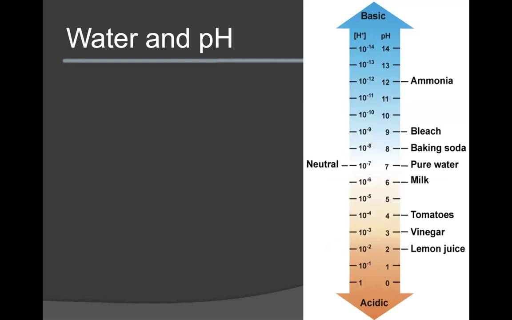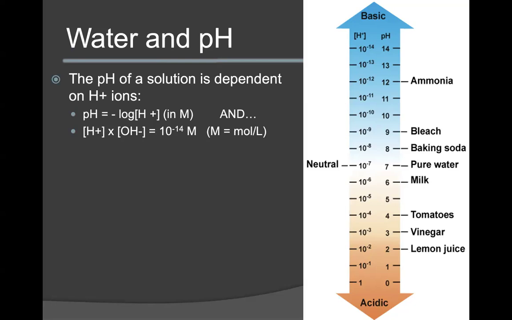This slide depicts water and the pH scale. So the dissociation of water provides a basis for the pH scale. And we know that the pH of a solution is going to be dependent on the concentration of hydrogen ions. Specifically, pH equals negative log base 10 of the concentration of hydrogen ions. This will be presented in molarity, and that refers to the number of moles per liter.